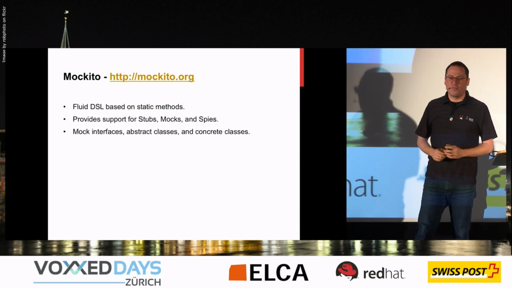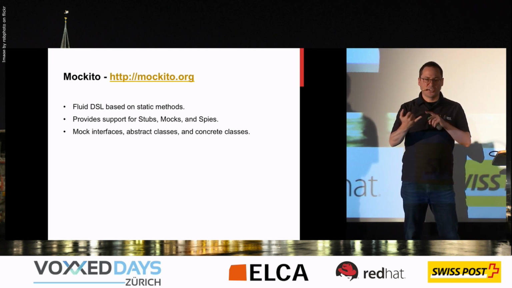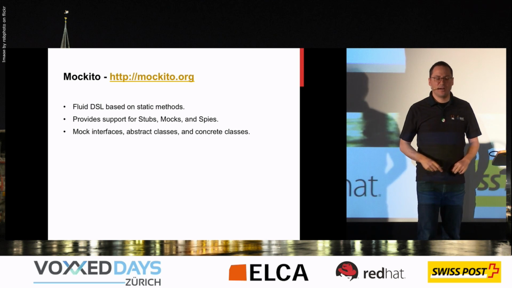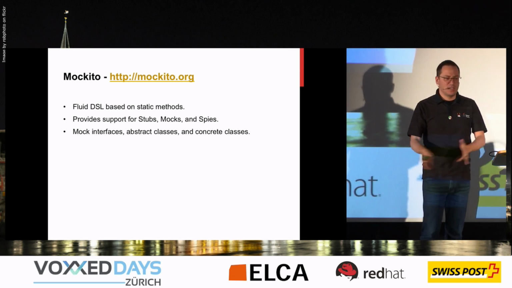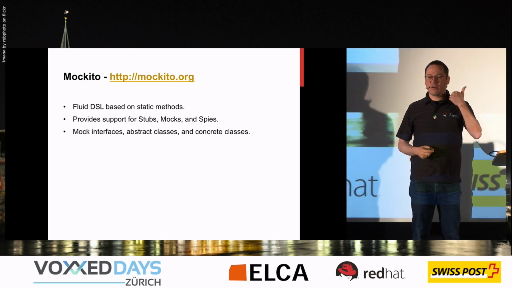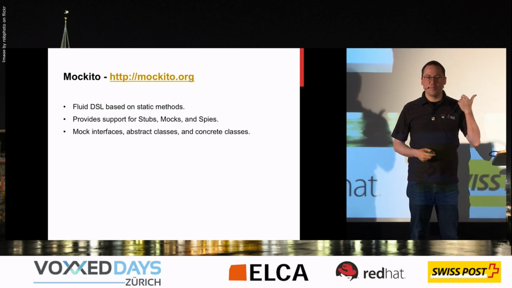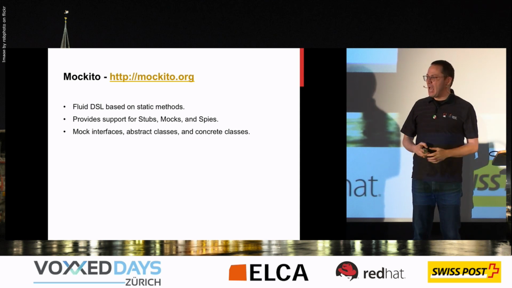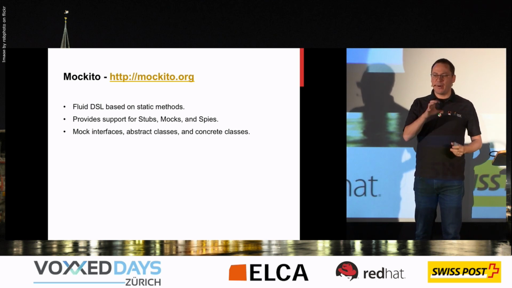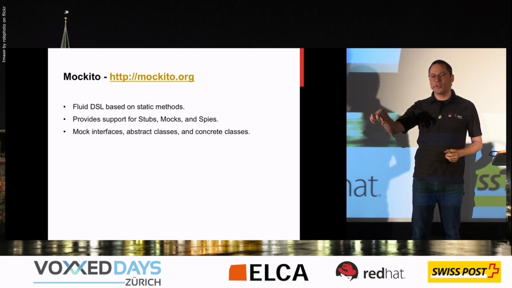Mockito gives you support for this kind of testing. Stubs mean I'm going to give you a canned result. Whenever you ask me for something, this is what you get. A mock is a much stricter one, because it's not only that you call me, but you call me the right number of times, and you also call me in the right order. And you can have spies. Spies are real objects with a partial implementation using stubbing or mocking.